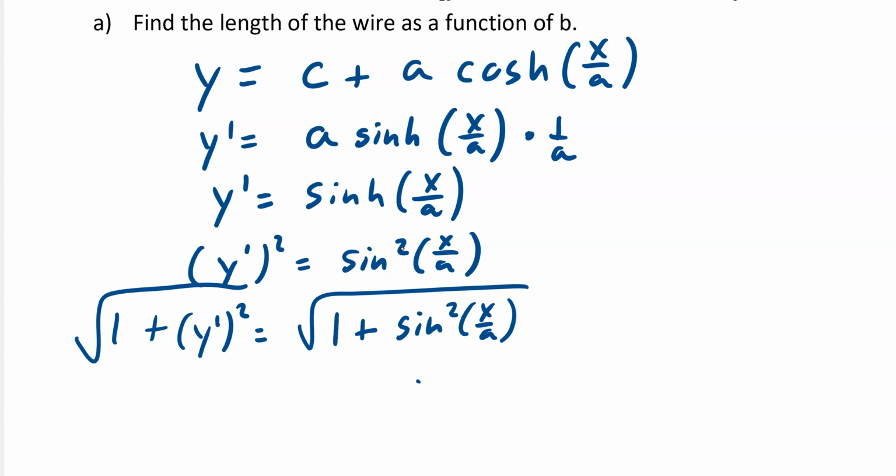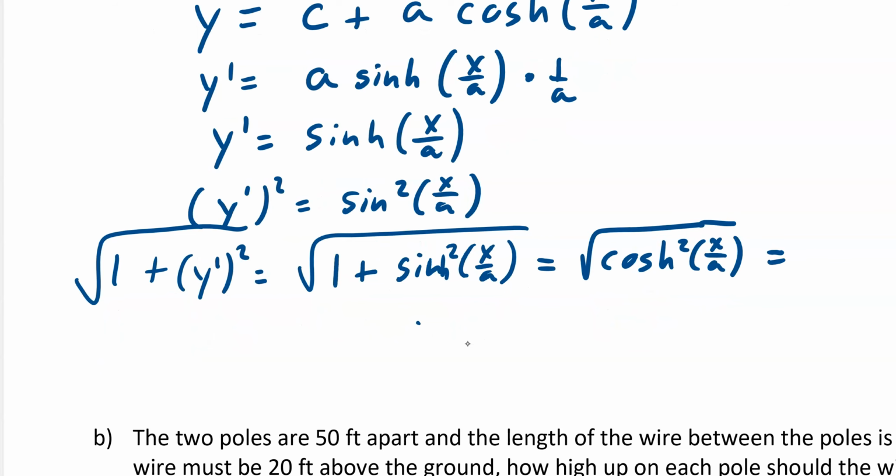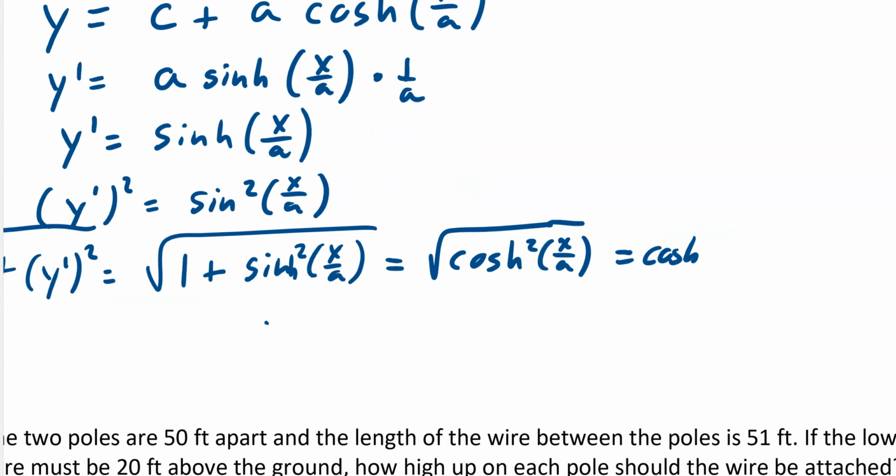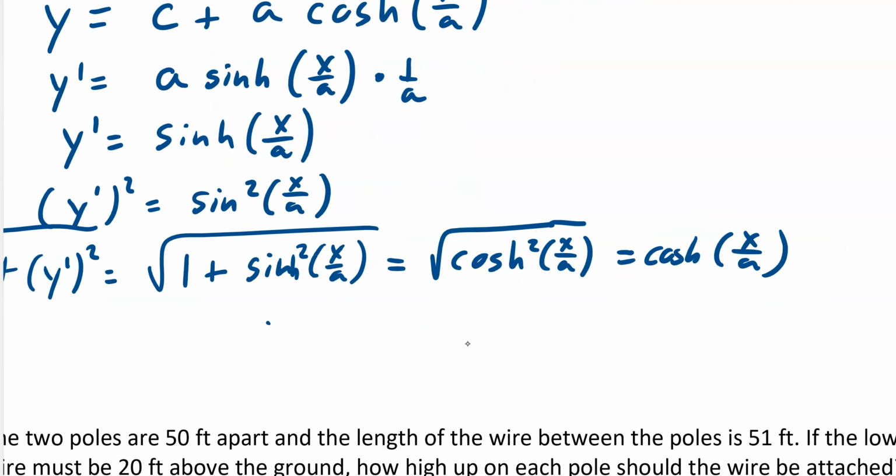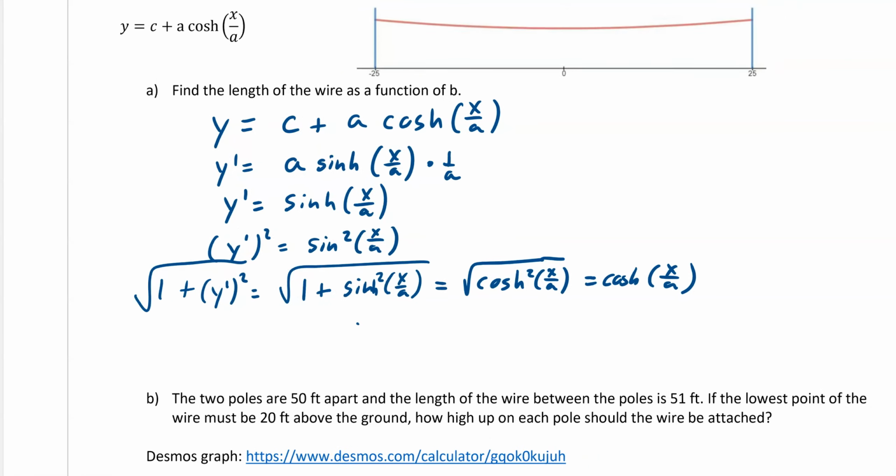All right, so we've plugged it all in. If you remember, 1 plus hyperbolic sine squared would just be hyperbolic cosine squared of x over a. And so that would just become cosh of x over a. So now we need to do our integral.